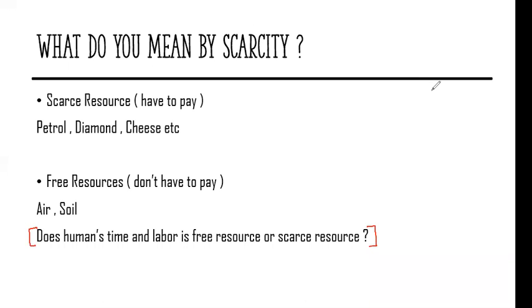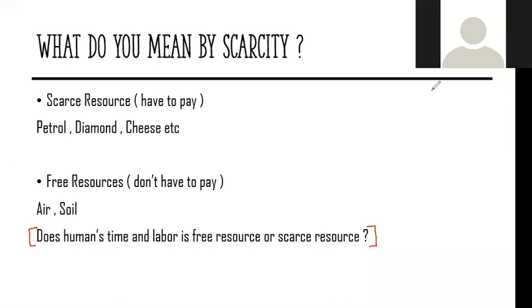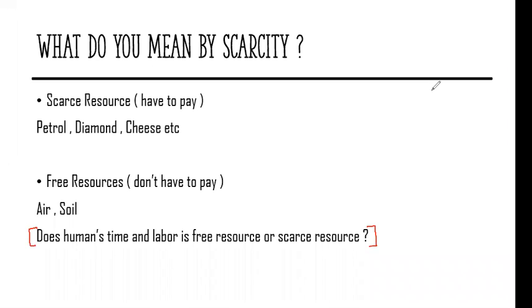Now think about your parents. Yes, Arav, time is money. They also do some work. They give their time, for which they are paid. So can I say that humans' time and labor is also a scarce resource?